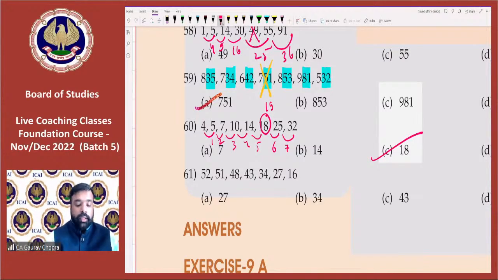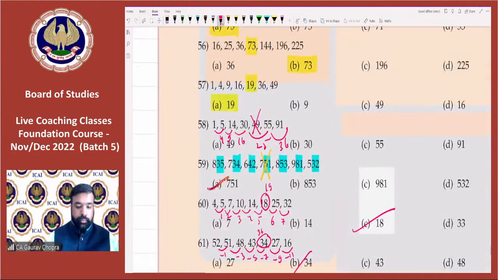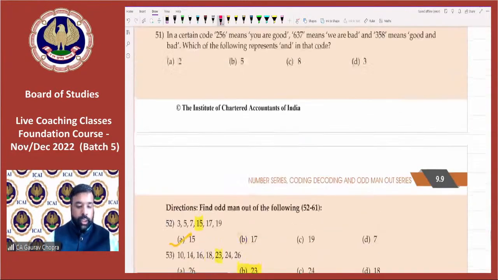Then last one, 61, minus 1, minus 3, minus 5. Then next, it should be minus 7. So what is 43 minus 7? 36. But here 34 is written. Then from 36 to 27 it is minus 9. It is correct. Then minus 11 is also verified. So 34 is odd one out. All right. So we have done all these questions of odd one out.